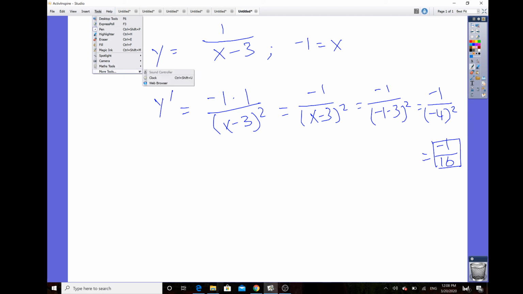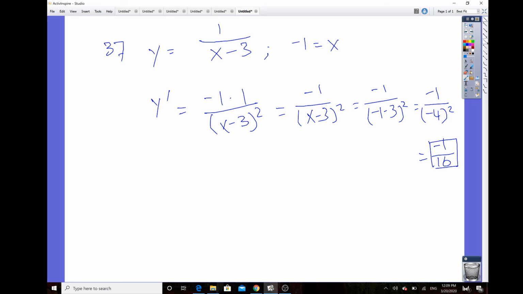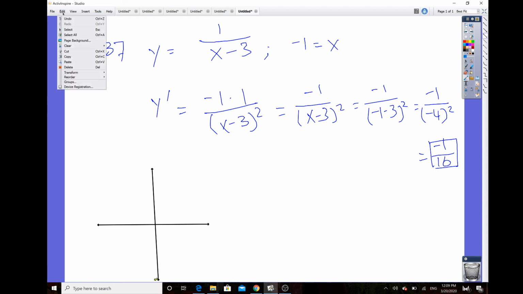So this one, basically, x minus 3. So 3 is the vertical asymptote. Okay, so here's what I can do. If there's no grid, I can use the line segment. Okay, so here's the x-axis, the y-axis. Oops, it's a little bit tilted. Okay, one more time.